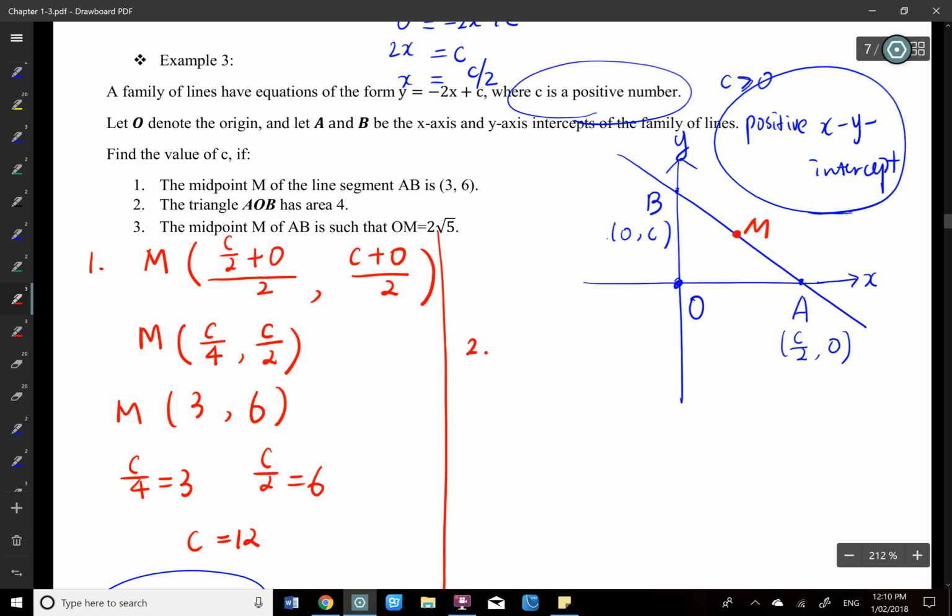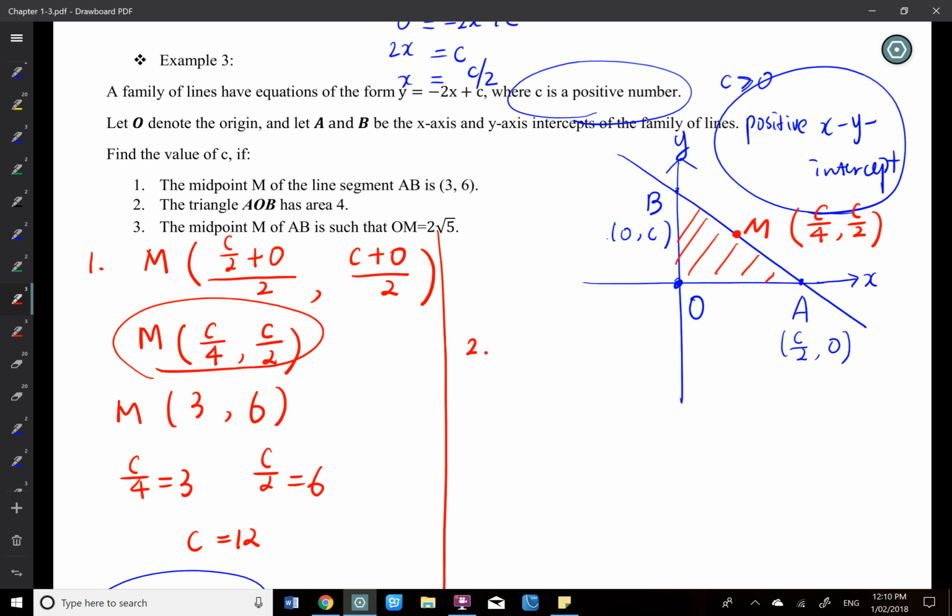So number two, the triangle area AOB, which is this area. Now let's label M. M is C over 4 and C over 2. That's the M from part one. I'm not using the information 3, 6; generally M will be that point. Number two, I want to find the area. Area is half base times height. So it's a half times C over 2 times C, and that is the area.